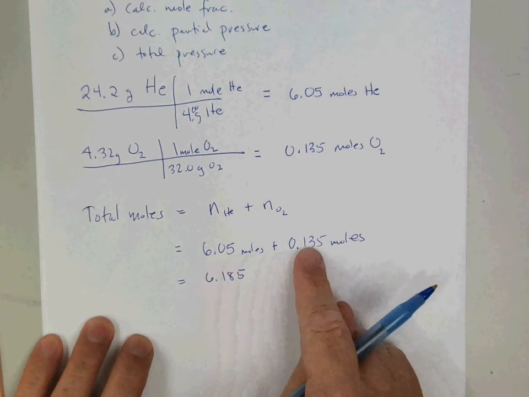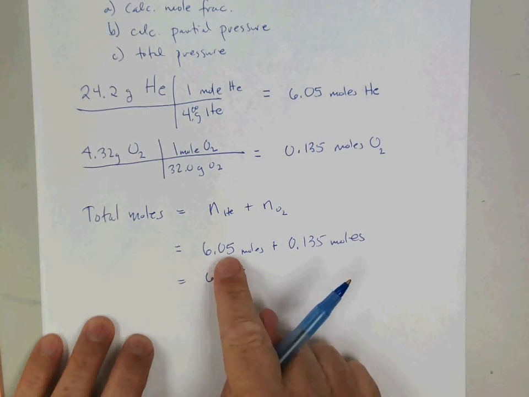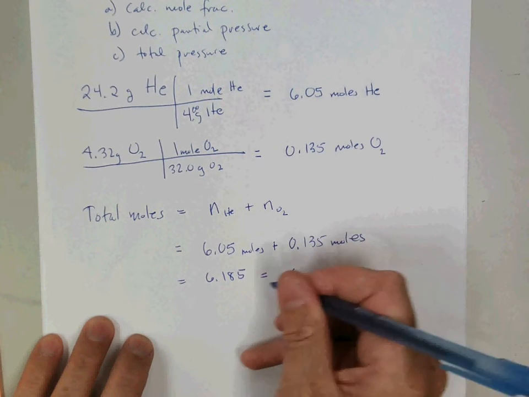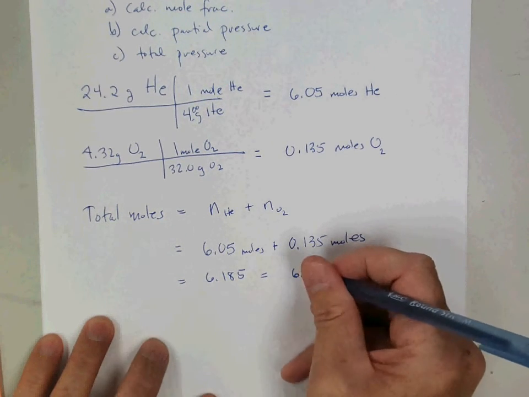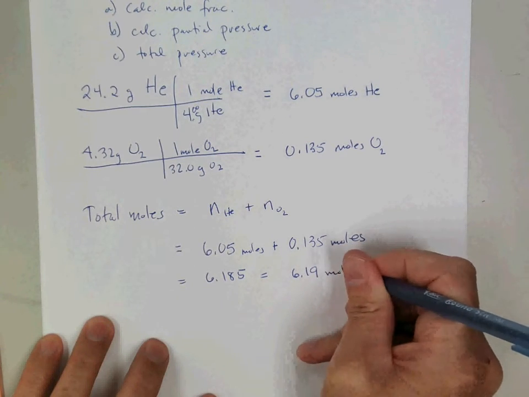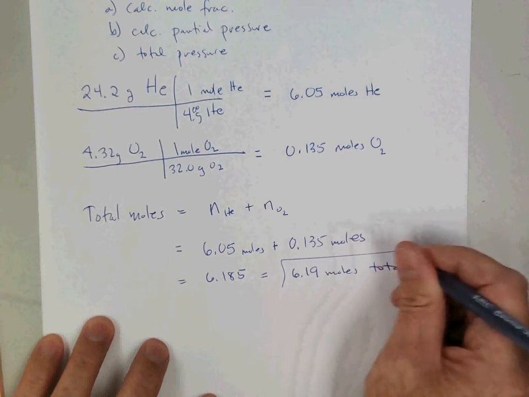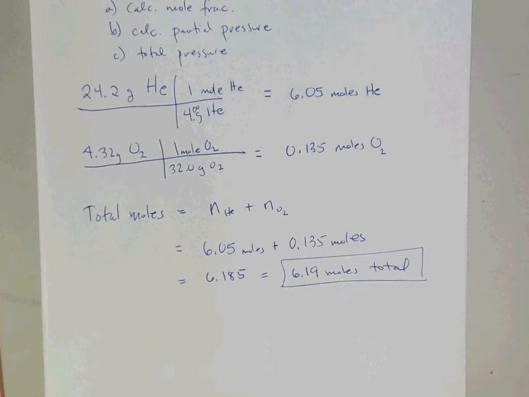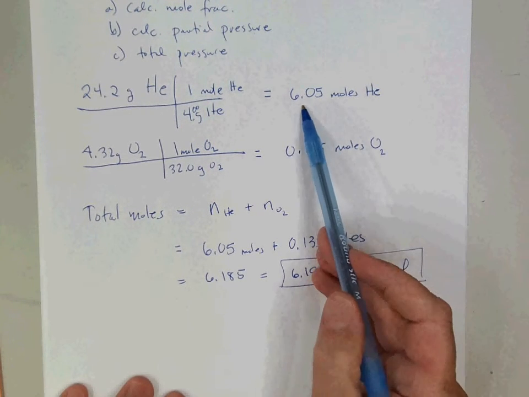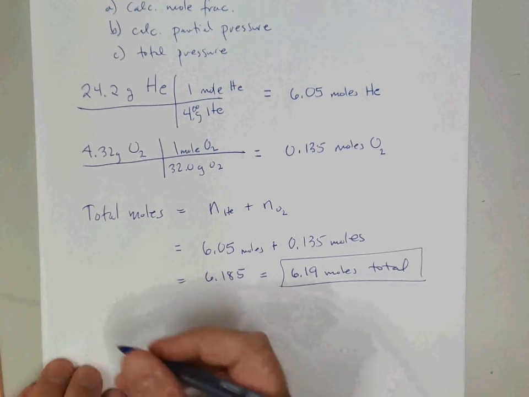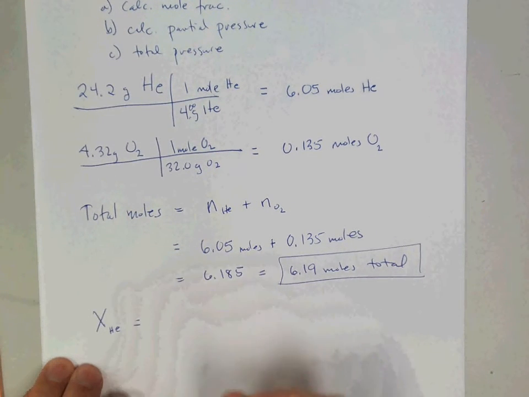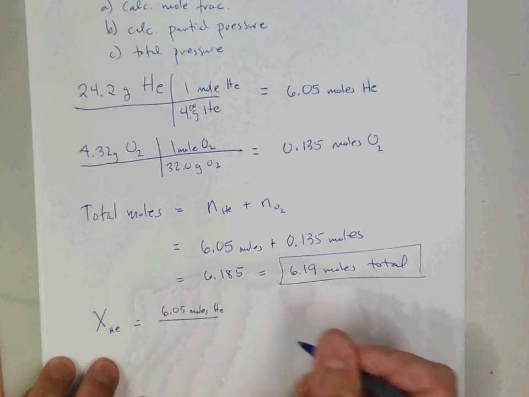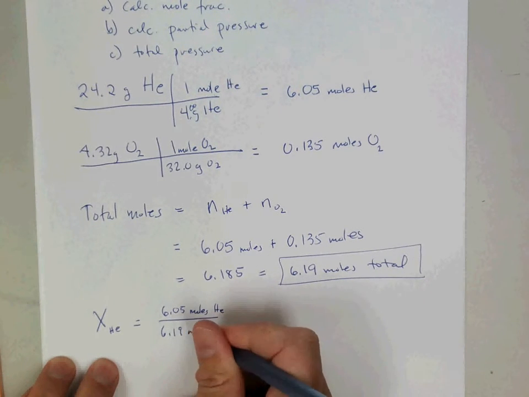Now when we add, remember we go to the smallest decimal place. So there's only 2 decimal places here, so we have to report our answer with just 2 decimal places. So we're going to round up 6.185 to 6.19 moles total. So our tank basically has 6.19 moles of gas in it. And we know that of that 6.19, 6.05 is helium. So to find the mole fraction, we basically take part over the whole. So we're going to do 6.05 moles of helium divided by 6.19 moles total.